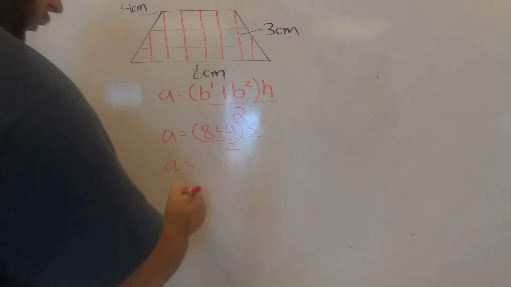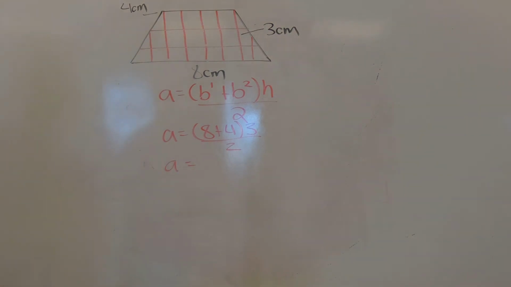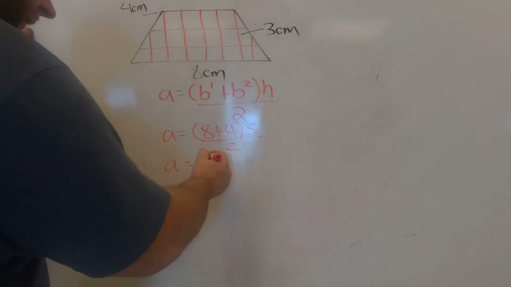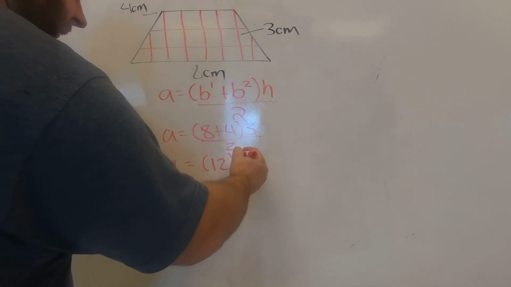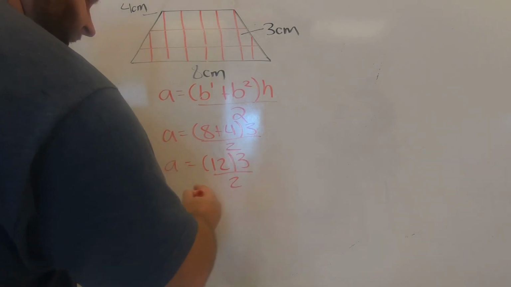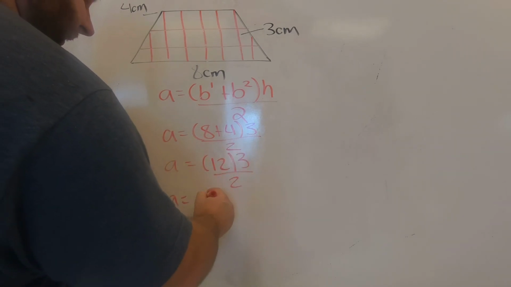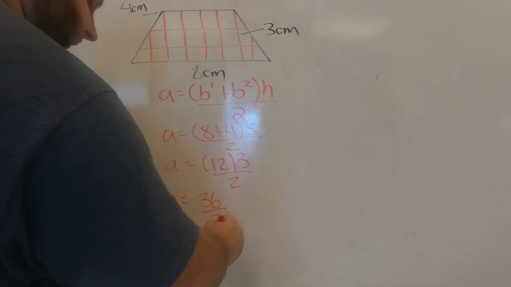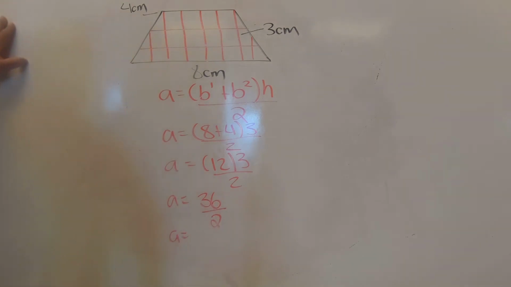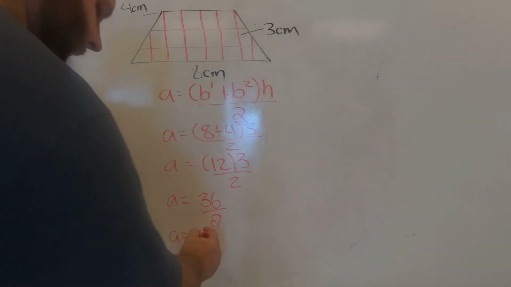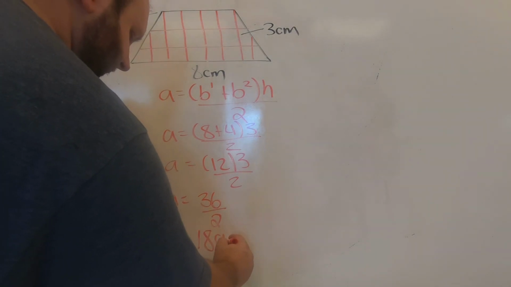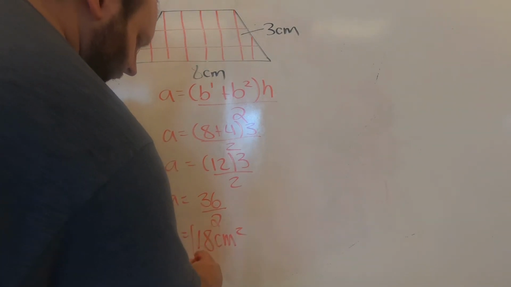All right? We work with our brackets first. So 8 plus 4 is 12. So let's go 12. I'm going to just fill in the rest. Now on the next row, we multiply. 12 times 3 gives us 36. And lastly, 36 divided by 2 is 18 centimeters squared.